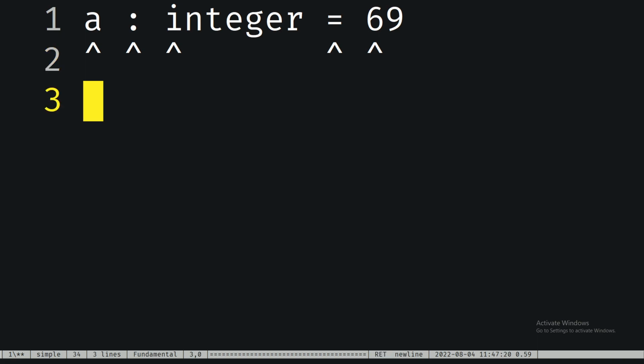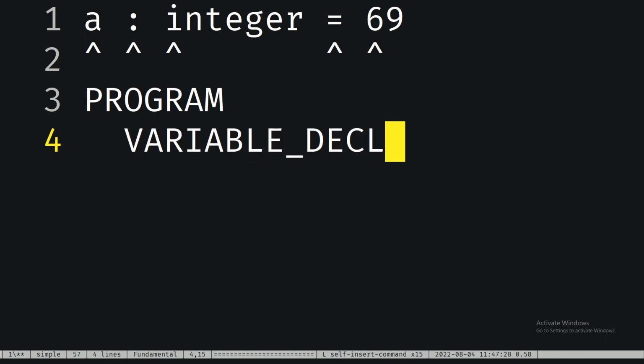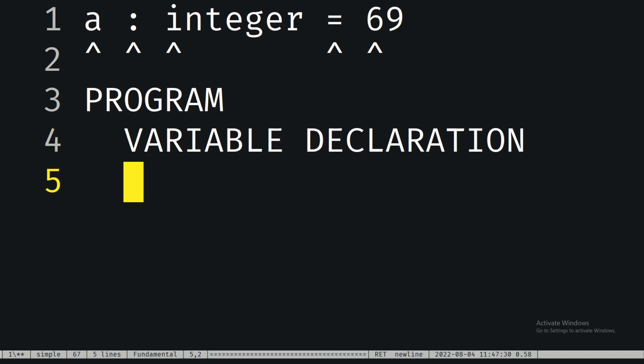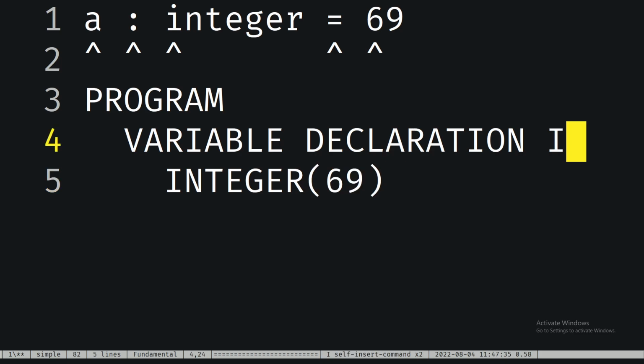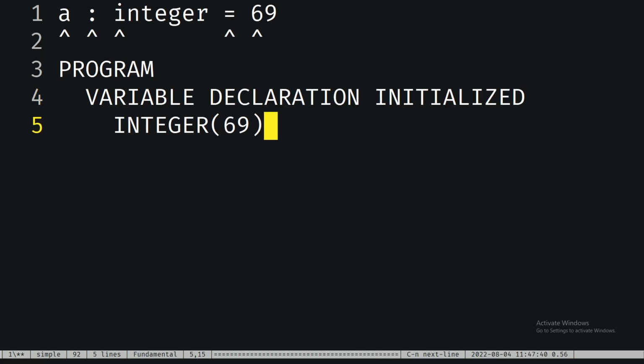So we split it up into a program which has a variable declaration within it, right? And that is an integer, hopefully with 69, because this should be initialized. And then it should have another child of a symbol with A. Okay.